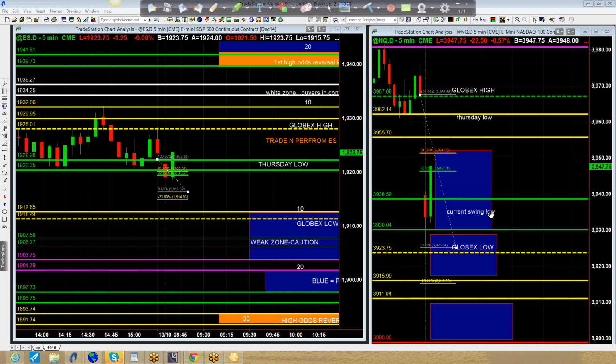Okay, so we're back up into the middle of this range. And again, Globex High will be the next area of testing. Again, I'm expecting balance.